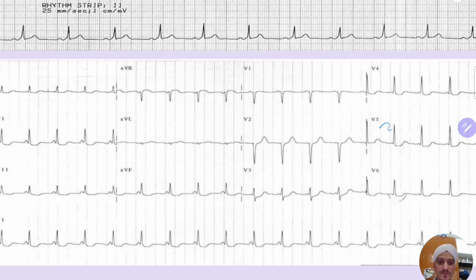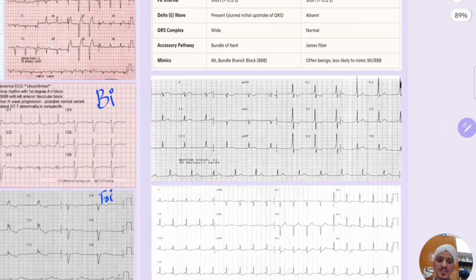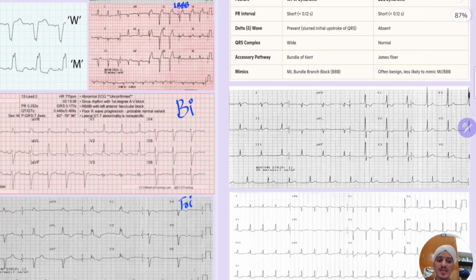Is it left ventricular hypertrophy? V1 plus V5 or V6, no, you can't make it out. Cornell criteria, no, not by aVL and V3. And also there is no axis deviation. There is nothing else. It is regular. Everything is normal, just a shortened PR interval because of the James fiber, the James bundle branch.